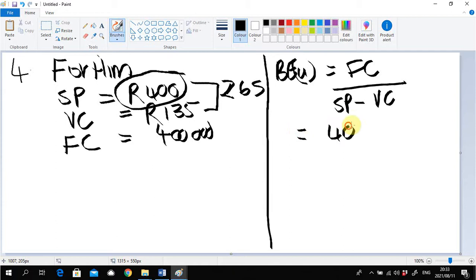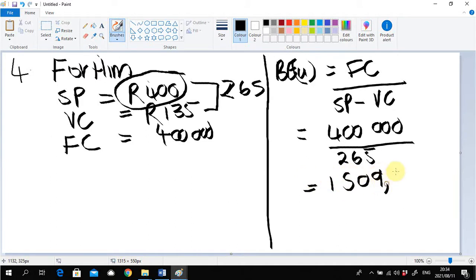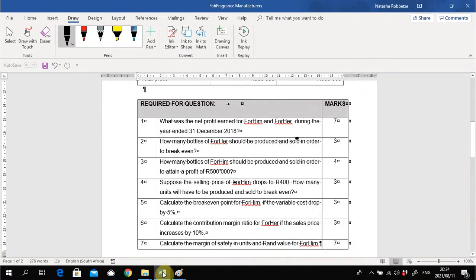The fixed cost was 400,000, and then the difference between the new selling price and the variable cost is 265. If I do that calculation, 400,000 divided by 265, I get to an answer of 1509.43, and of course I am going to round it to 1509. Right, so that was not too difficult. It was a change in the selling price. Let's look at required number 5.